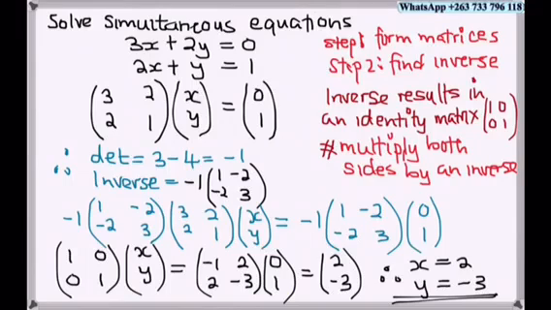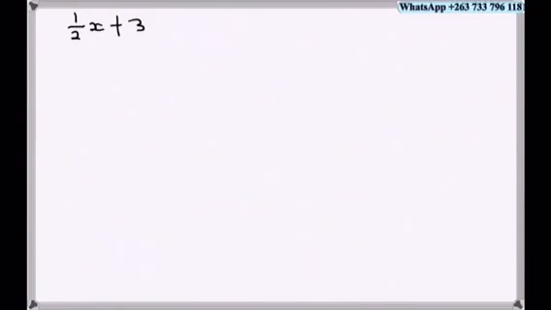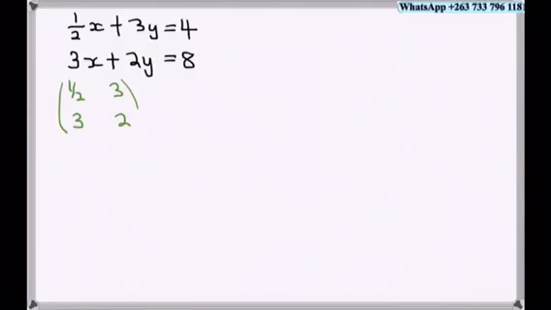Let's look at another example to make it easy to grasp. Here is half x plus 3y equals 4. Then we have 3x plus 2y equals 8. Let's form a matrix here by taking the coefficients: half, 3, 3, 2. Then the answers are 4, 8. Then we have a column matrix for the algebra. Then let's find the inverse.